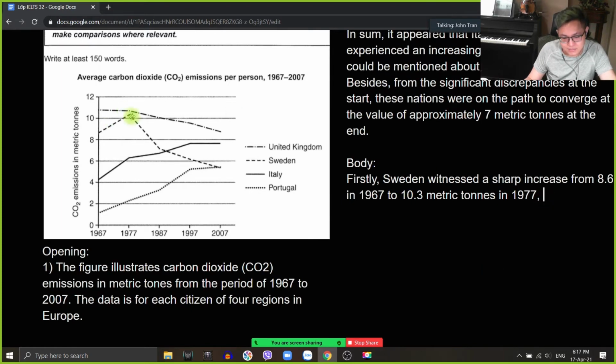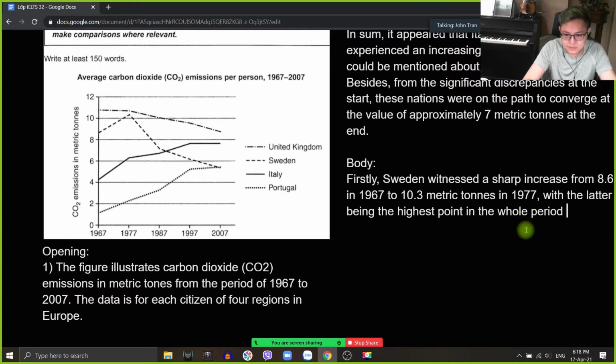Cái điểm này là cái điểm cao nhất mà nó có thể đạt được trong suốt một cái quãng đường này. And with the latter being the highest point in the whole period of khảo sát. Chữ khảo sát là gì? Thầy quên mất tiêu. I forgot that word. Survey. In the period of survey.